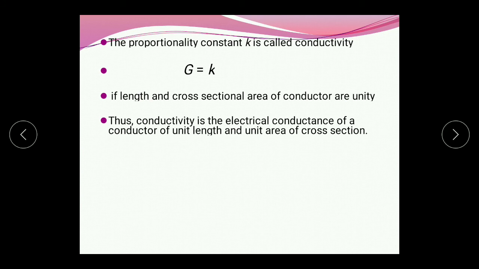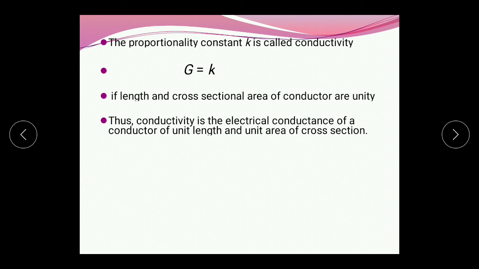So, again we can define conductivity in that sense. Thus, conductivity is the electrical conductance of a conductor of unit length and unit area of cross-section. A should be 1, L should be 1, then G will be equal to K. So conductivity is the electrical conductance of a conductor of unit length and unit area of cross section. So this is K. Now we will equate all these equations.